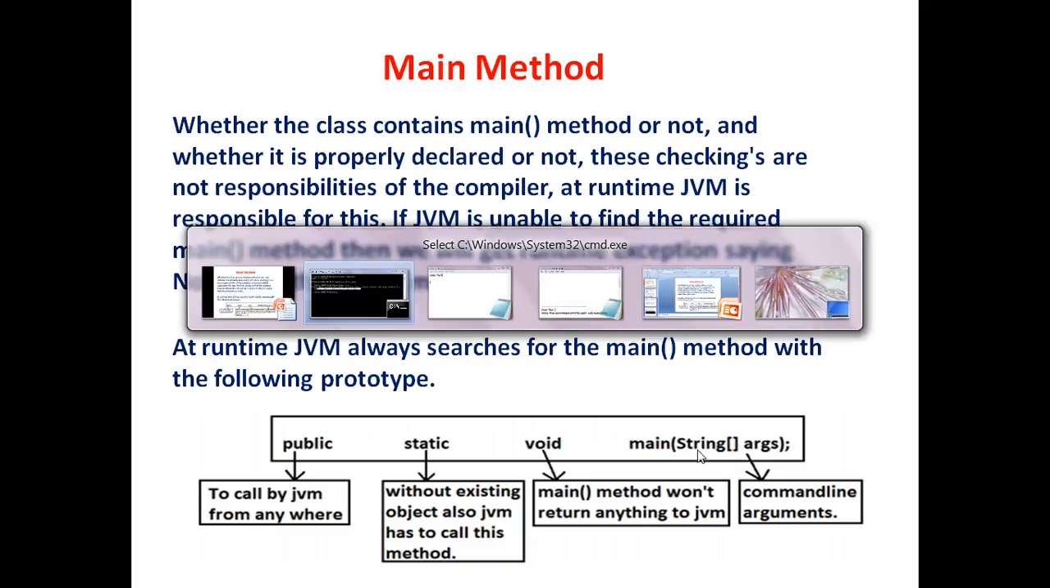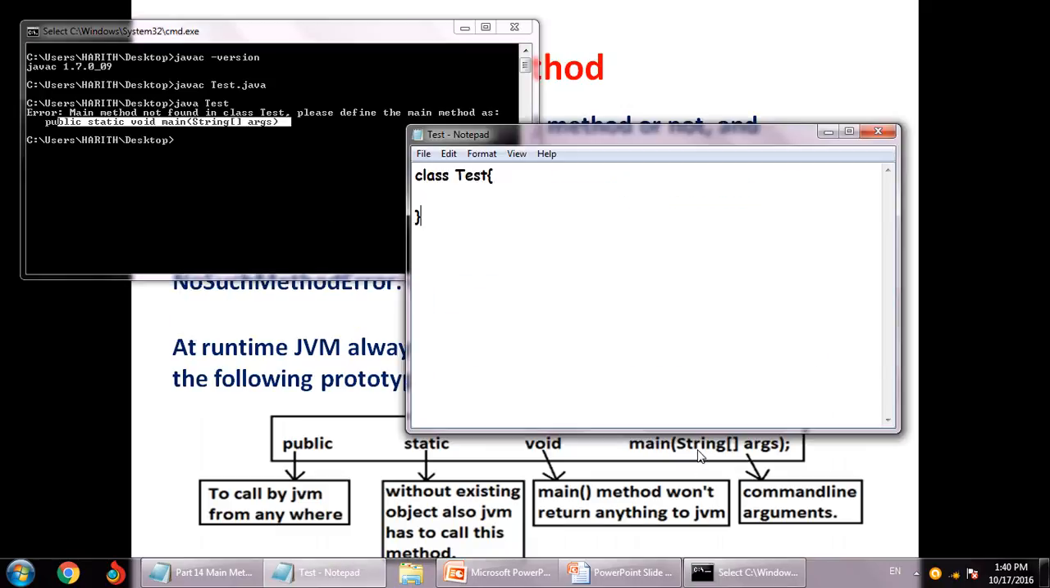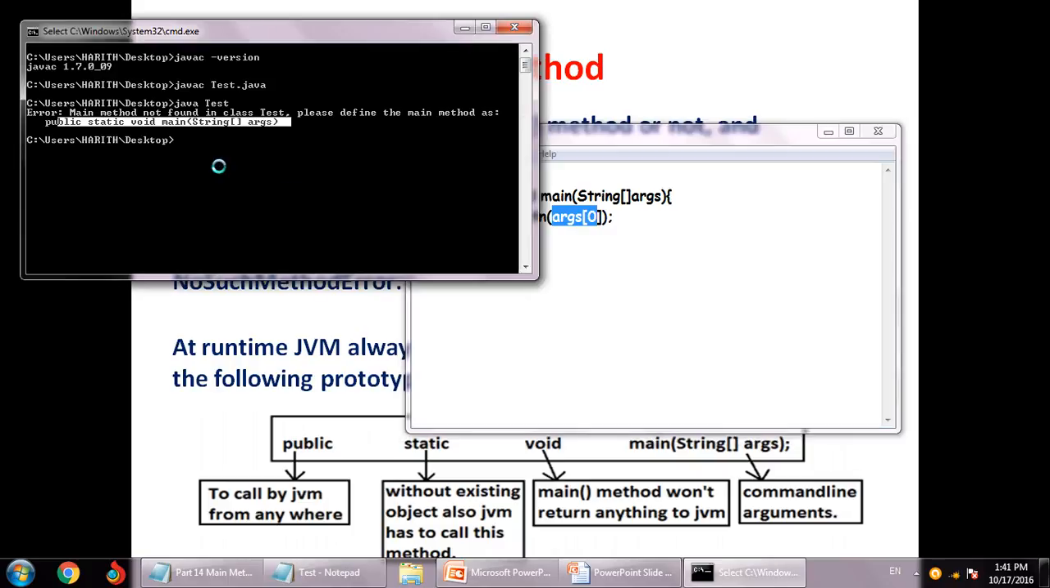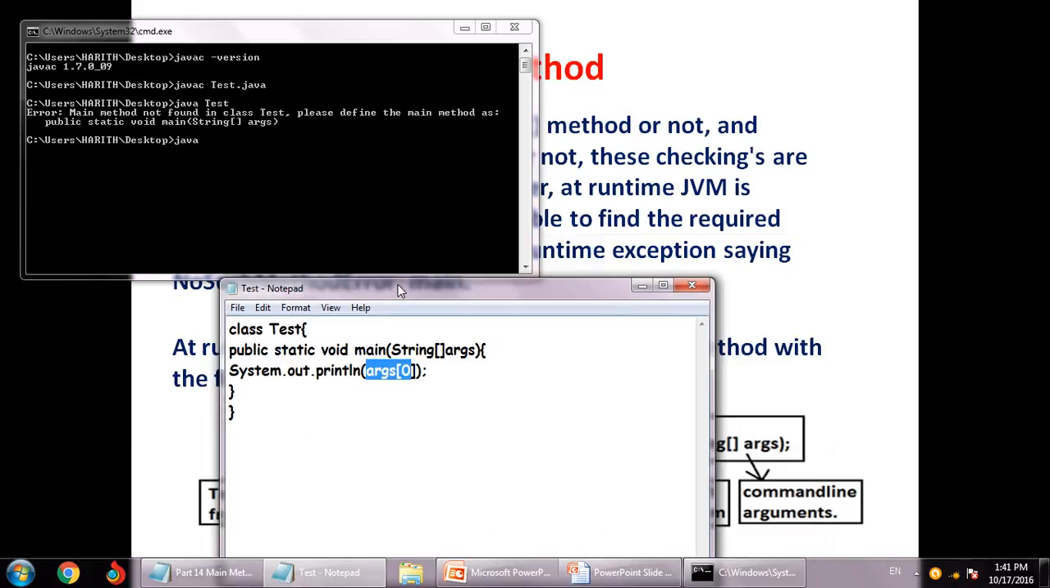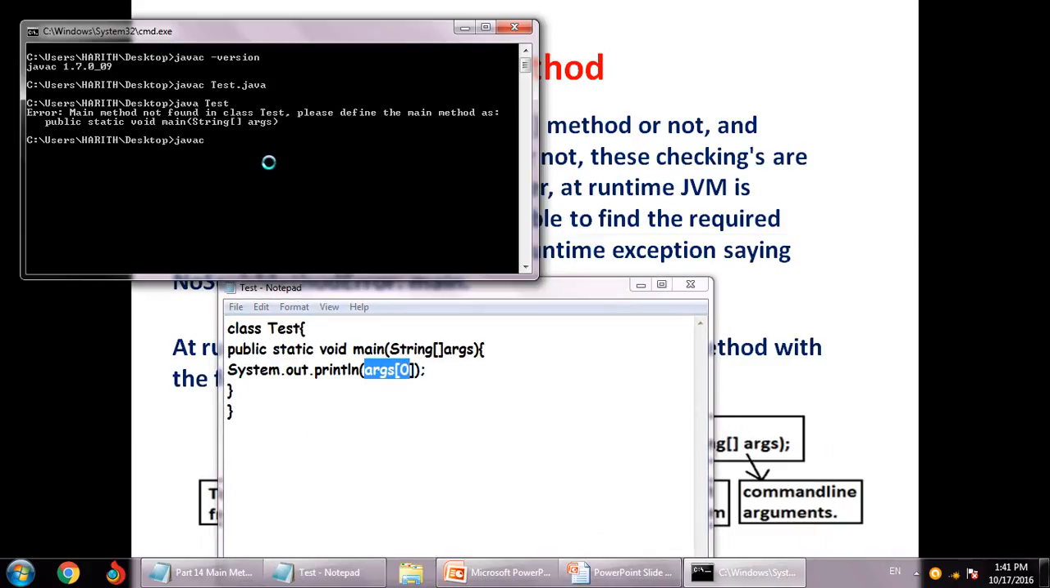Let me first take the program, and I will just paste the code which I have already written. Now this contains the main method, so this error won't be flagged anymore. And I'm taking this command line argument as I have stated over there, and I'm taking the first one. Now I have to compile the code.